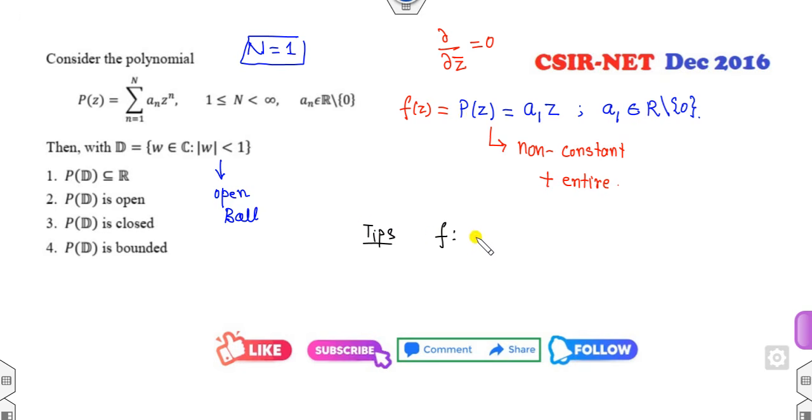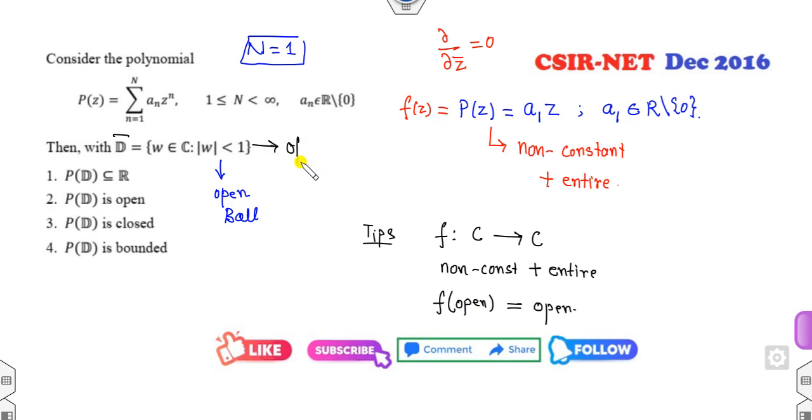Everyone knows that if f is a mapping from say C to C and f is my non-constant plus entire function, then f map open set to be open. Now you can see D is my open. Fine. Instead of the f, it is my P. Then P of D is my open. So P of D is my open. So that's a closed, cancel. Fine. Now, is it a bounded or is a subset of the R? It's a wrong because it's a complex number because Z is my complex number.